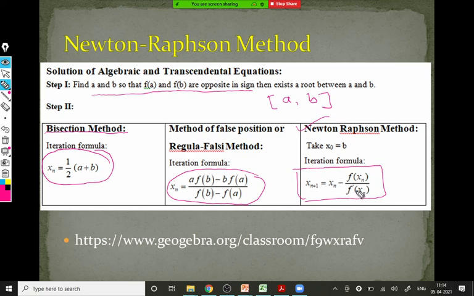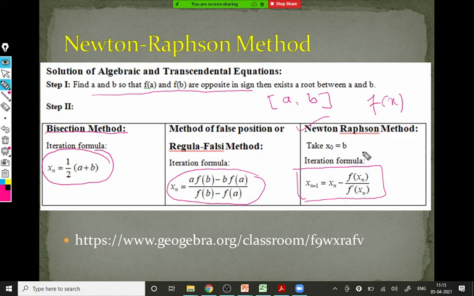So f dash means the derivative of f of x. First you are given f of x, you have to calculate f dash of x. Now f of xn and f dash of xn are the values we require. So we require simple derivatives of algebraic, trigonometric, and logarithmic functions.